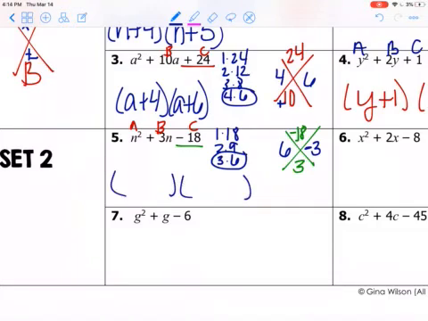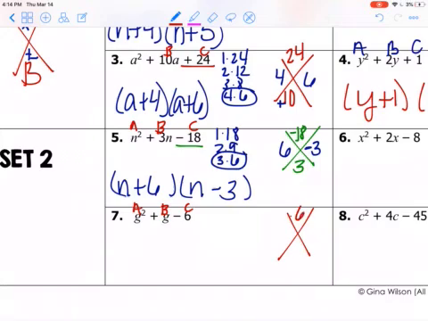So I would have n plus 6, and now instead of all addition, I'll have n minus 3. So you need to be really good about your integer rules. Alright, 7, same thing. We have our A, our B, and our C.